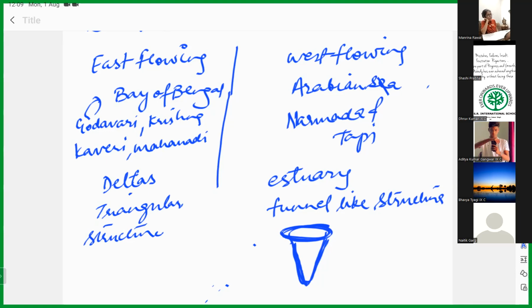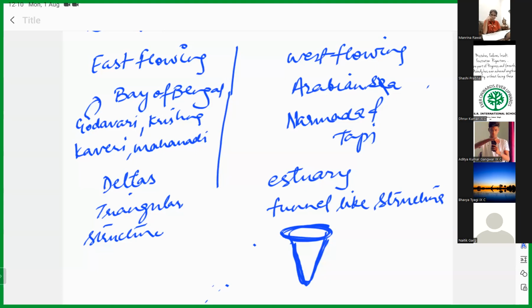Fine. These deltas are considered to be one of the most fertile regions of any country. Wherever deltas are formed, they are considered to be very fertile. If we talk about the Sundarban delta, we all know that it is the most fertile region of our country. Right? Yes, ma'am. Perfect.